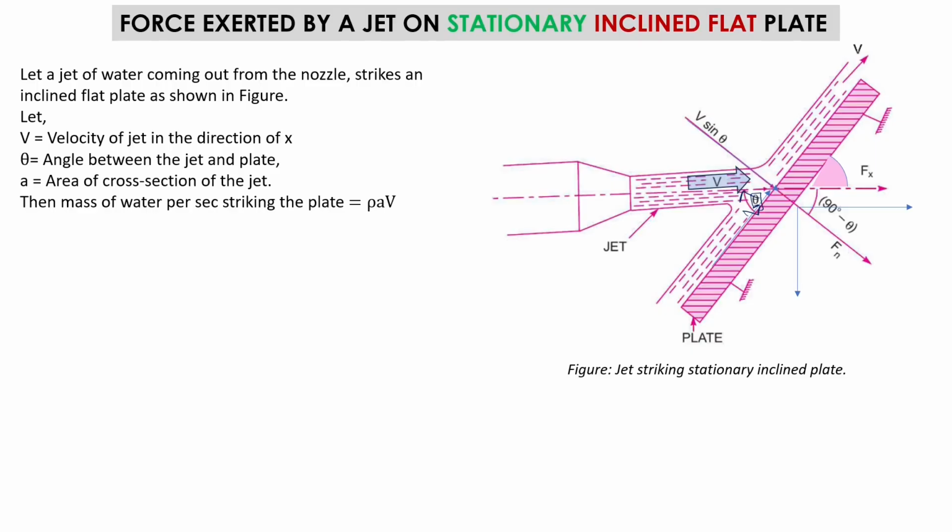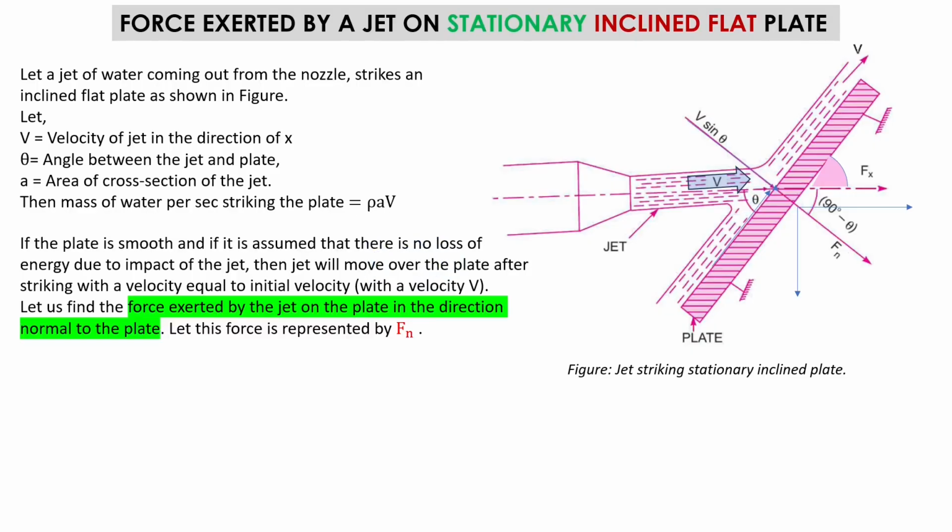A is the area of cross section of the jet, and so the mass of water per second striking the plate is rho A V. I have already shown you how rho A V comes. So this is basically m over dt, equal to, at first you can write rho Q and then rho A V. If you do a dimensional analysis, you can see that the left hand side and right hand side will be equal, right?